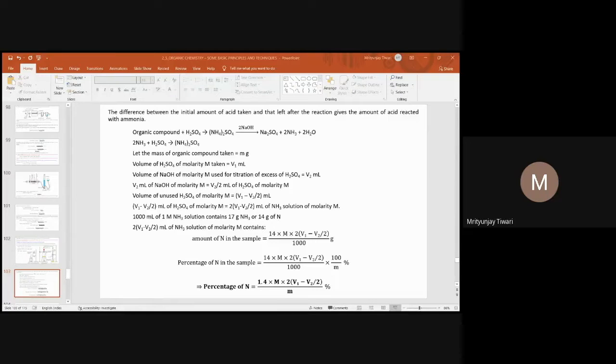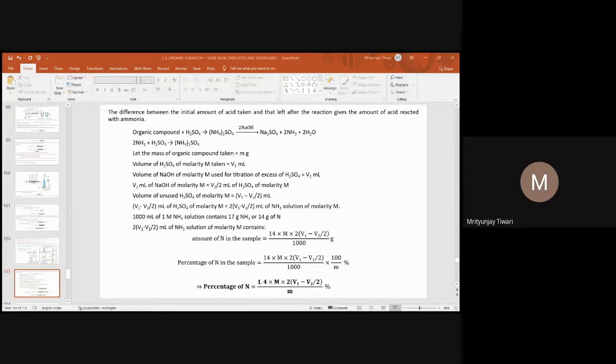So again, the volume of ammonia that is required to react with the volume of H2SO4 will be twice the volume of H2SO4 that we have taken, if the molarity of the ammonia and H2SO4 solutions are the same. If their molarity is different, the calculation will be a bit more tricky, but that is not difficult either. Here we have just considered the same molarity M for NaOH, H2SO4, and even for ammonia, for your understanding, just to make this easy. So what does it mean?